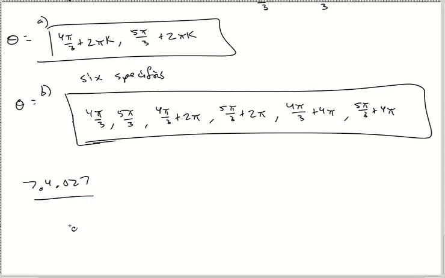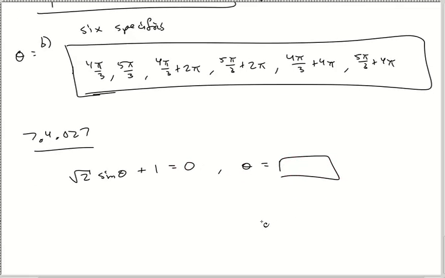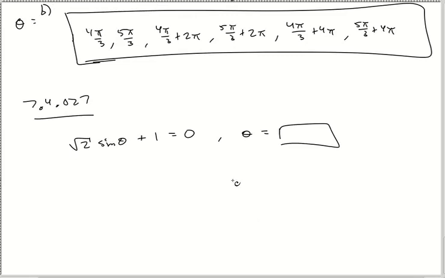74027. Square root of 2 times the sine of theta plus 1 is equal to 0. Solve for theta. Okay, again, k for whatever, the same as all the others. Well, we need to simplify this first. I'm going to move the 1 over and divide by the square root 2. So I got a negative 1 over the square root of 2.